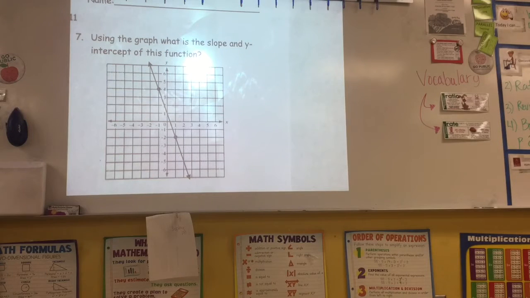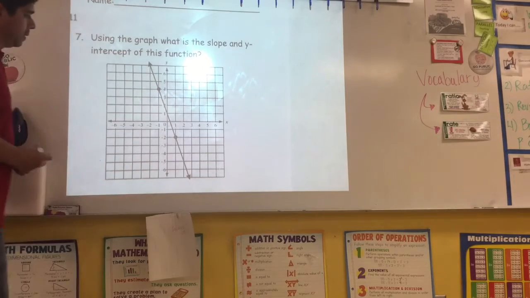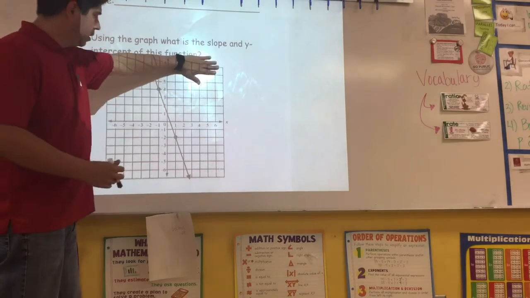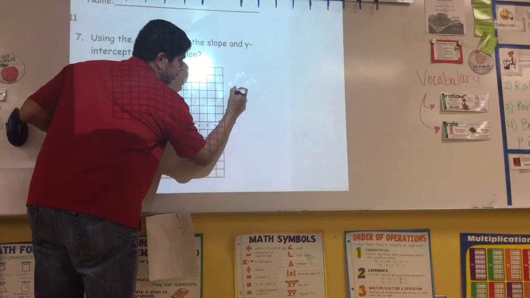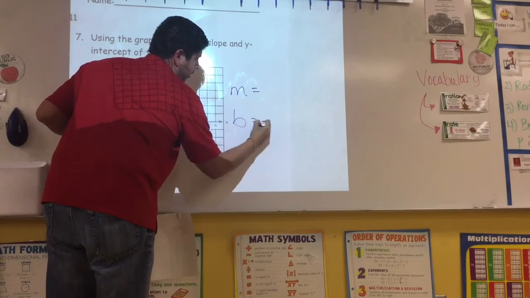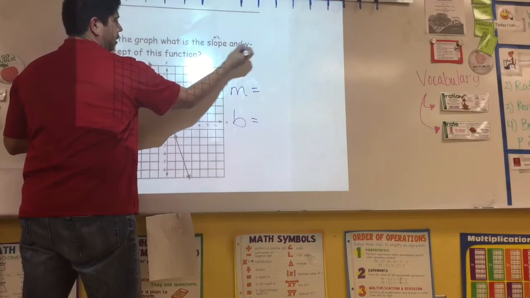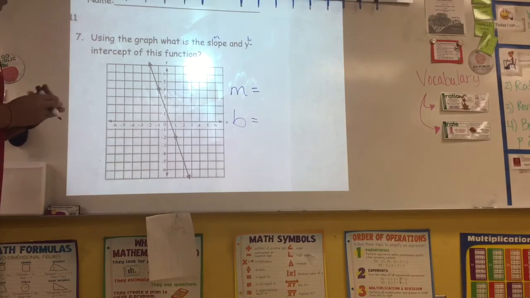Okay, number 7 is just like number 1. Using the graph, what is the slope and the y-intercept of this function? So this glare here is not going to affect what I'm looking at. Slope is m. Remember that stands for slope, and the y-intercept is b. M, b. So the first thing I'm going to do is find my slope.